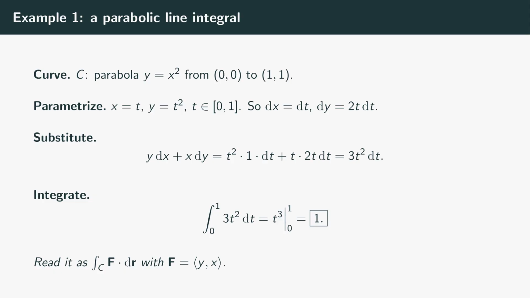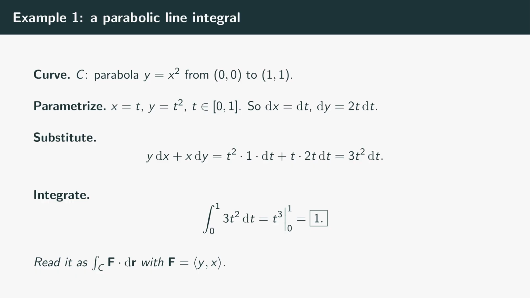First worked example, designed to drill the mechanics. Compute the line integral over C of y dx plus x dy, where C is the parabola y equals x squared from the origin to (1, 1). Step 1. Parametrize. The cleanest parametrization uses x itself as the parameter, x equals t, y equals t squared, with t running from 0 to 1.